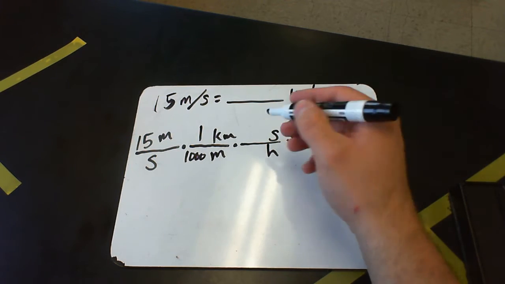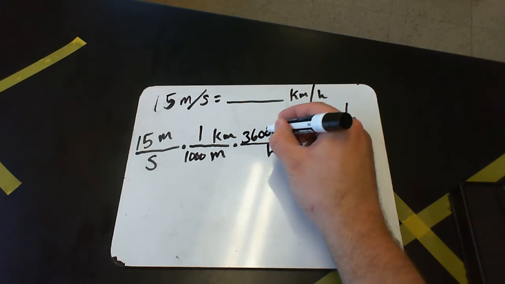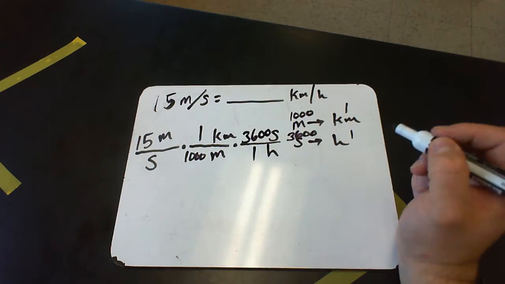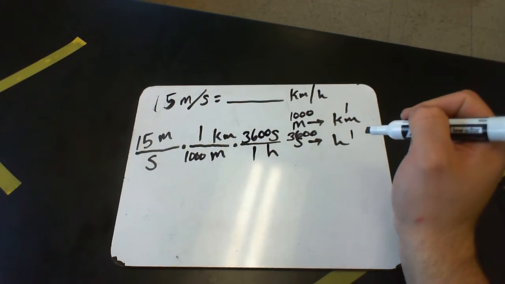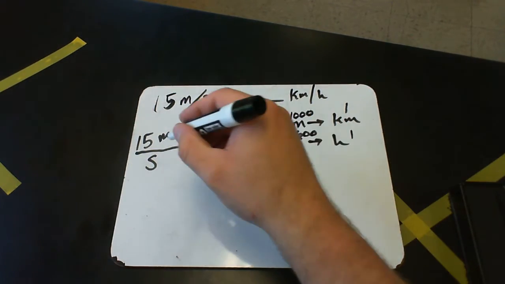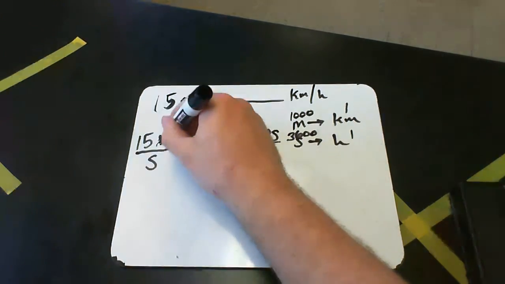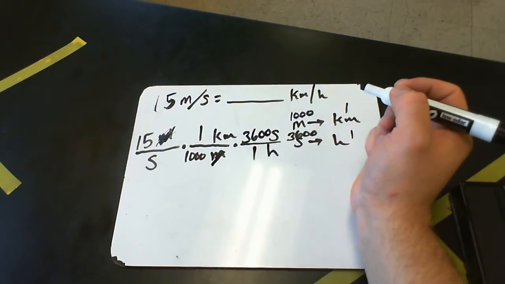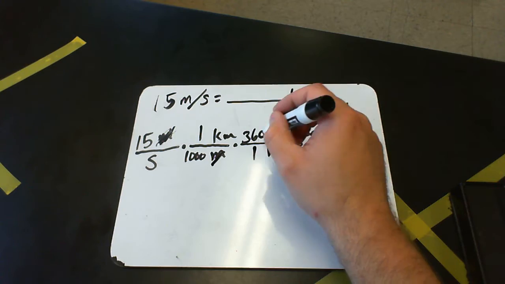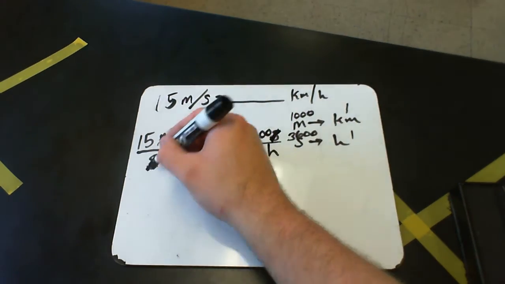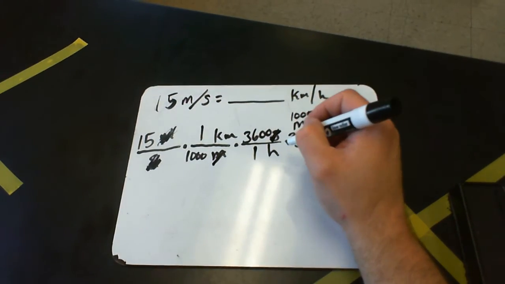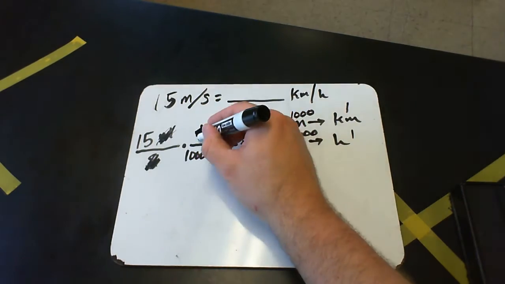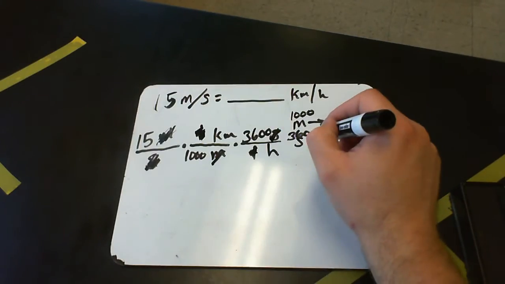Let's see, my conversion is 3,600 seconds, so I'll put that up there. And I've got 1 hour. Okay, so now I can cancel out. Just looking around, I can get rid of the meters. There we go. Meters is gone there. Kilometers I can't. Seconds I can. Yeah, knock that out. Hours I can't. I guess I get rid of the 1s. So we look at what is left over.